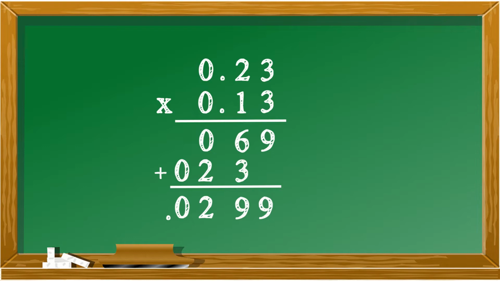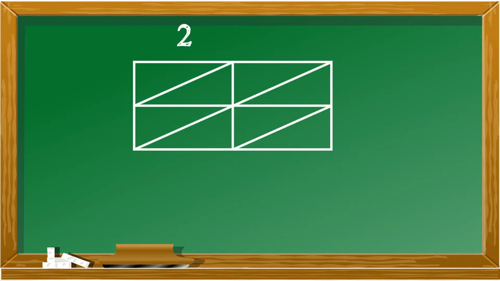Okay, so aside from this, there is another way of multiplying, wherein you will draw boxes. So the number of boxes depends on the number of digits. So since we got 2 digits, we will draw 2 boxes horizontally and 2 boxes vertically, just like this, and then put diagonal lines, just like you can see on your screen.